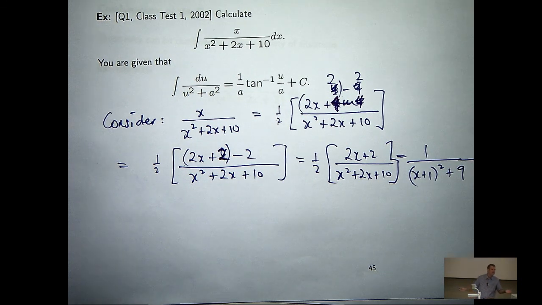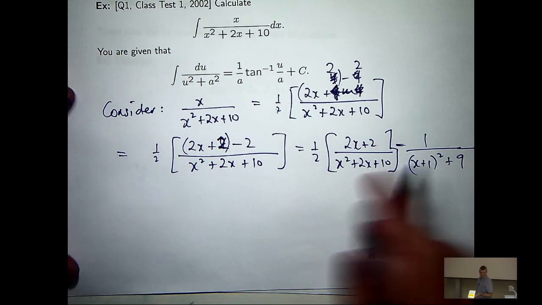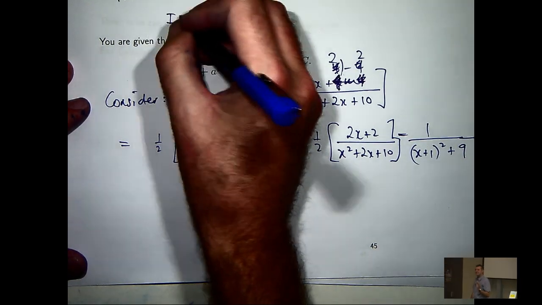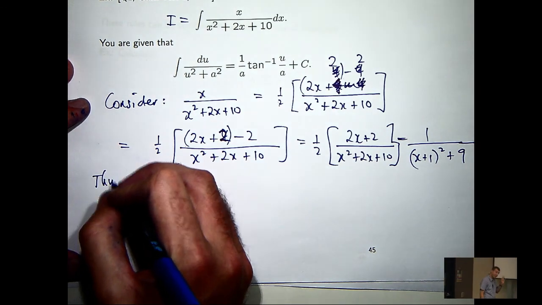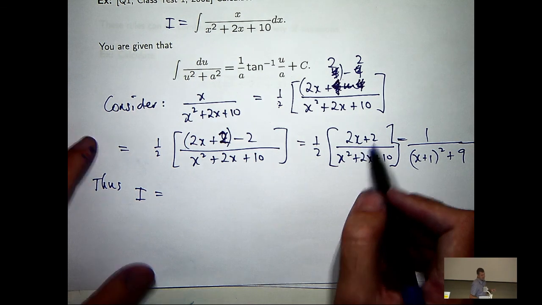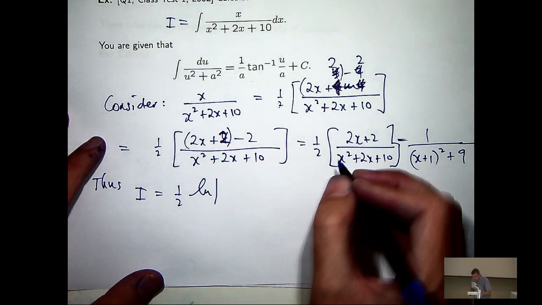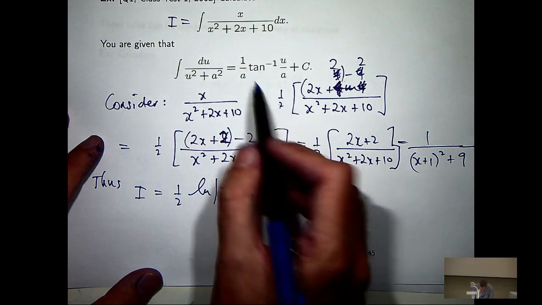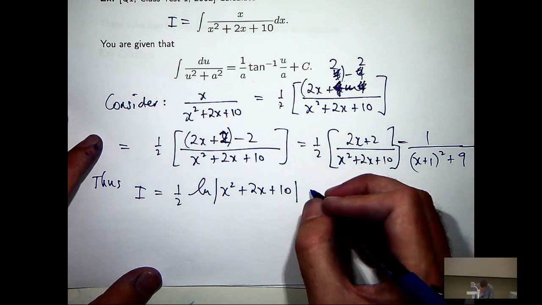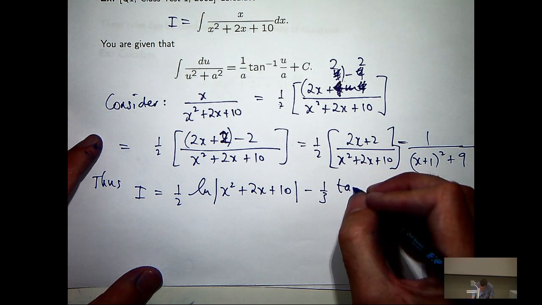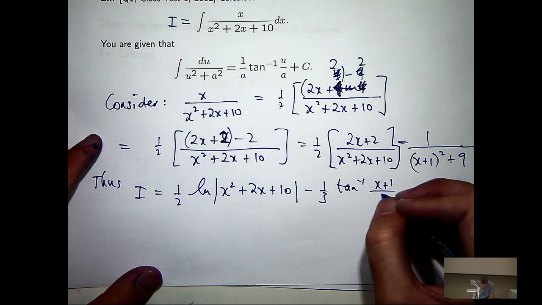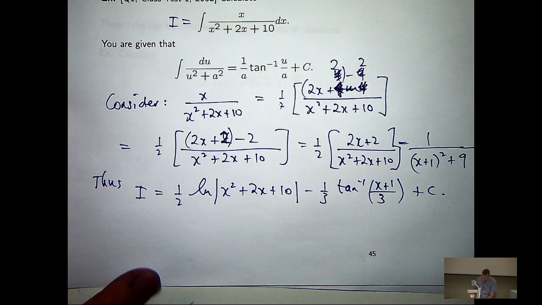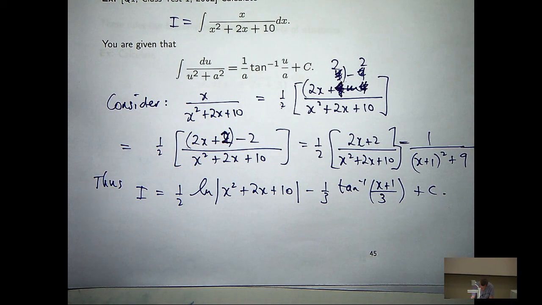Okay, so let's integrate these two things. If I call that I, the integral of this will be a half log of what's on the bottom. And the integral of this, we can use our little formula here. I finally got there. It was a bit painful, but I got there. Okay. Any questions?